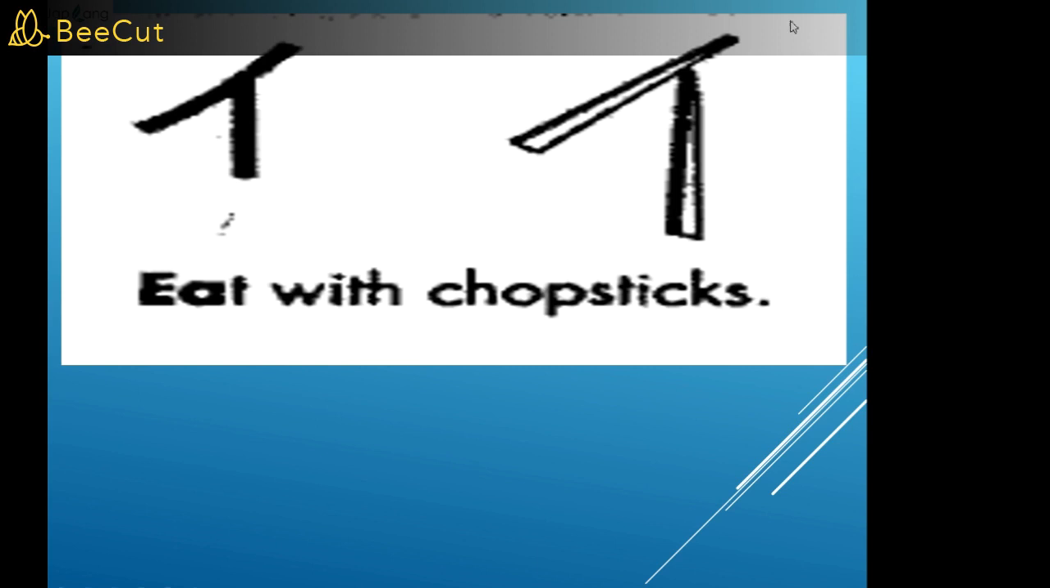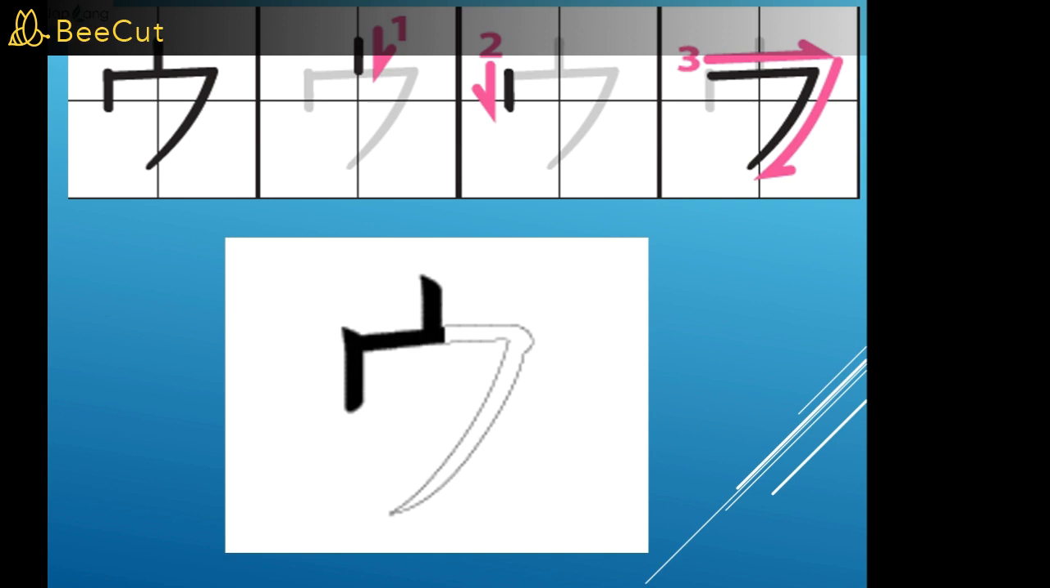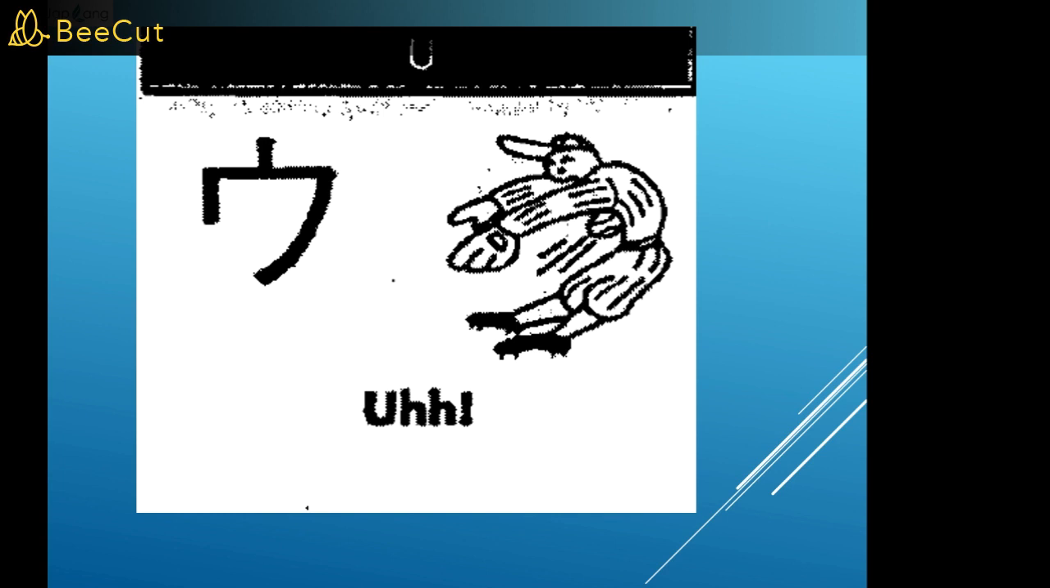Eat with chopsticks. You can just remember with these chopsticks how it looks. This is u, as in udon. Then this is how we write it: first, second, and this is the third stroke, 1, 2, and 3 stroke order. You have to practice by hand just to remember for a long duration. You can remember by relating this picture, a ball hitting the player. This is a ball hitting the baseball player. Ooh, the sound is coming, ooh.